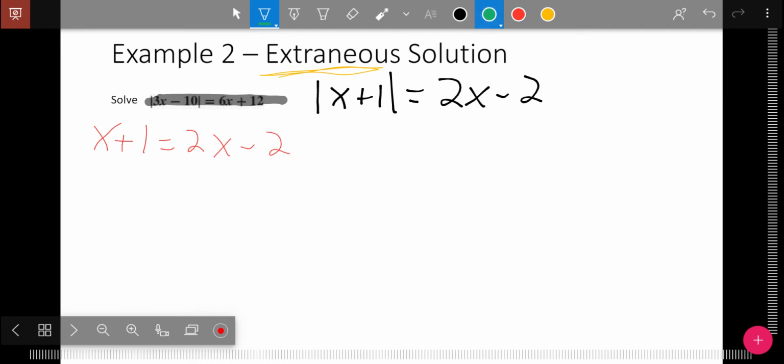And case 2. Again, on case 2, I just make everything the opposite. Right? Or I could think of it still as x plus 1 equals negative the quantity 2x minus 2. And then I distribute that negative to everything, makes it negative 2x, or everything becomes the opposite, negative 2x plus 2.